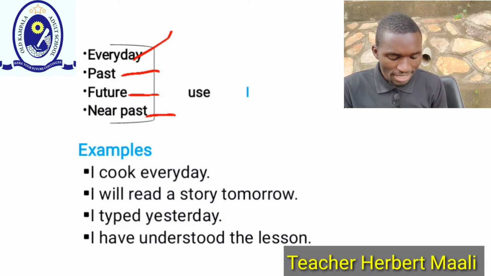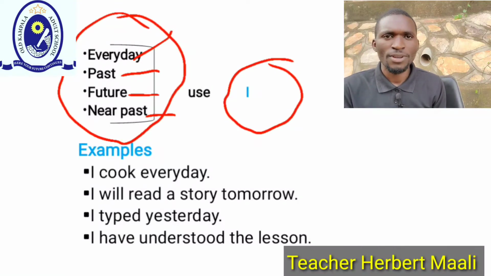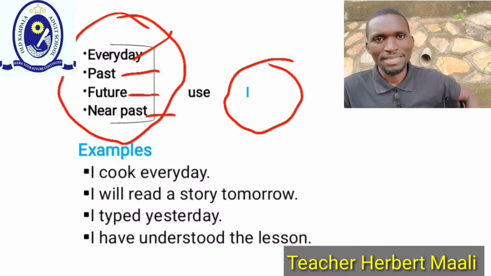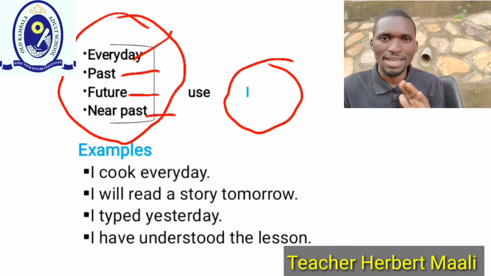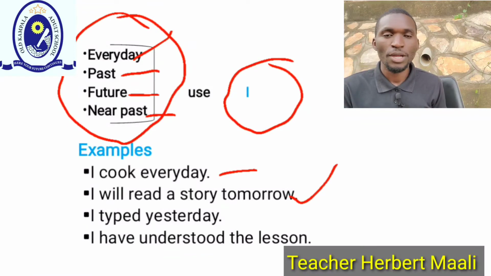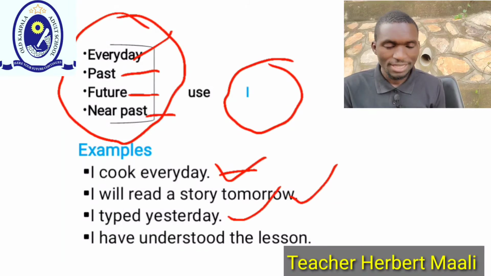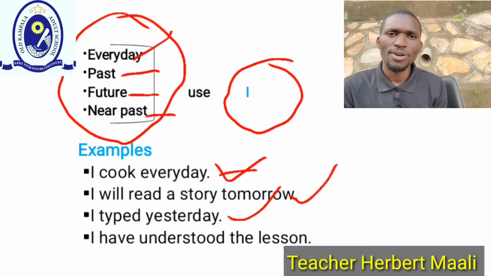So if you talk about these four, please use "I." You cannot use "I am." If you talk about every day, past, future, and the near past, you cannot use "I am." You just use "I." Look at these examples. I cook every day. I will read a story tomorrow. You cannot say "I am read a story tomorrow." You cannot say "I am cook tomorrow." You can't say like that. Number 3: I typed my work yesterday. You cannot say "I am typed my work."